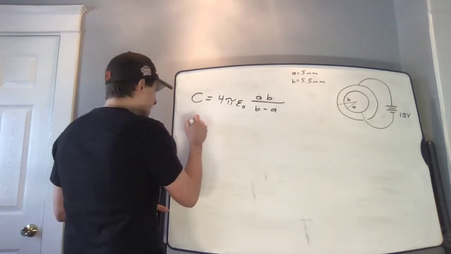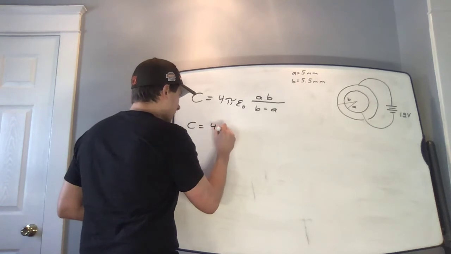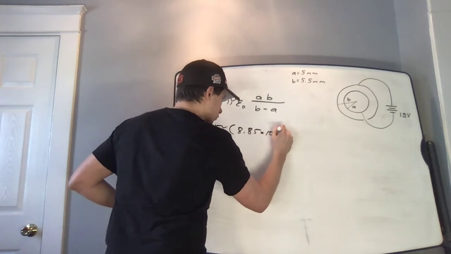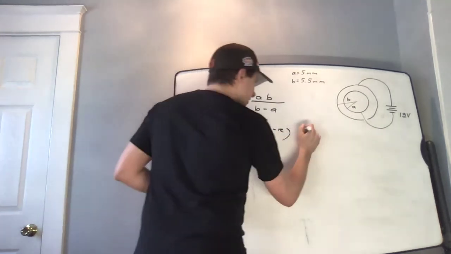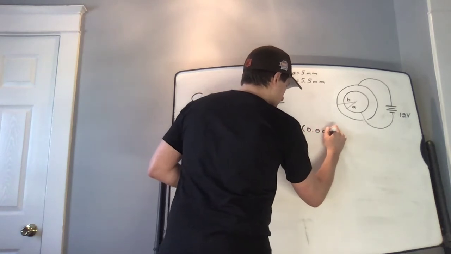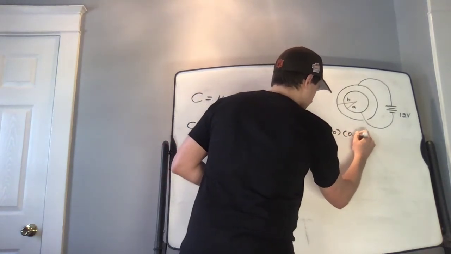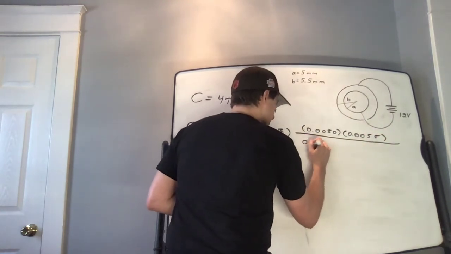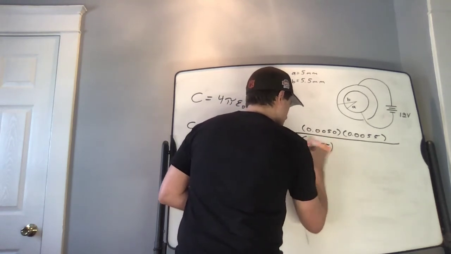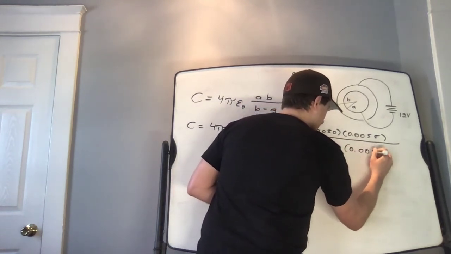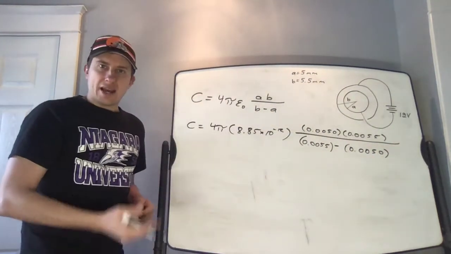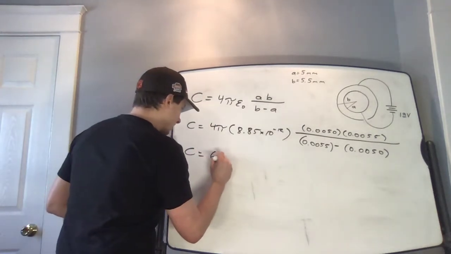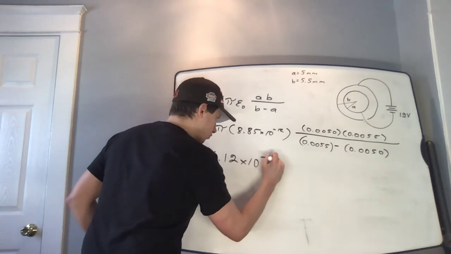So I would say the capacitance of this capacitor is given as 4 pi times epsilon naught, which is 8.85 times 10 to the negative 12. And then I have A times B, so I'll have 0.0050 times 0.0055 divided by B minus A, 0.0055 minus 0.0050. When I send these numbers through a calculator, I find that the capacitance of this capacitor is 6.12 times 10 to the negative 12 farad.